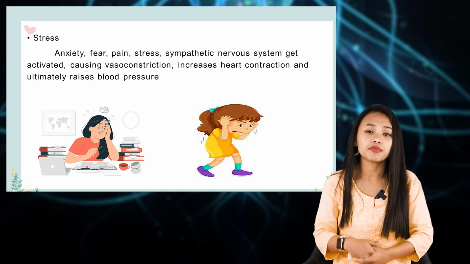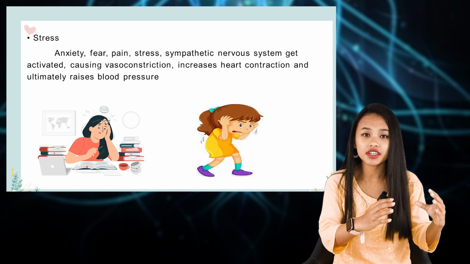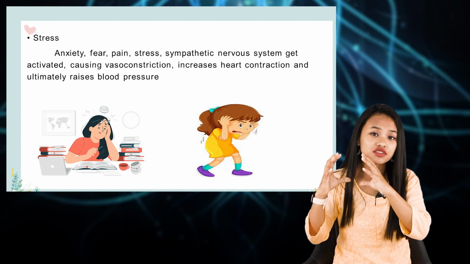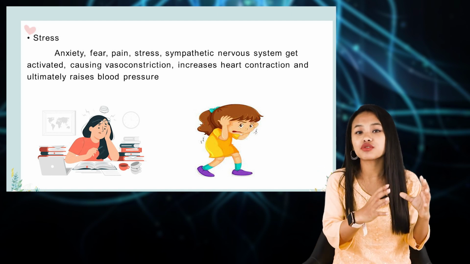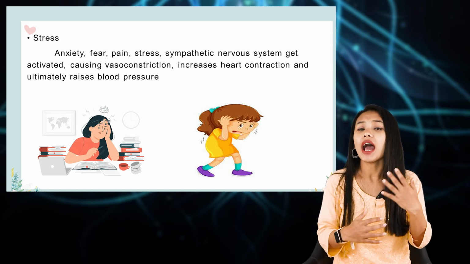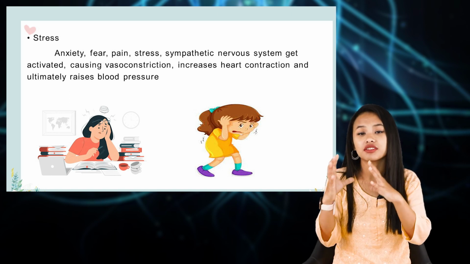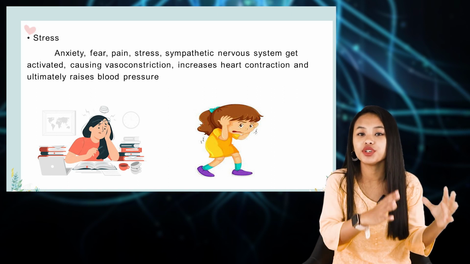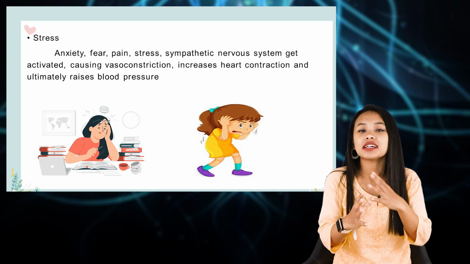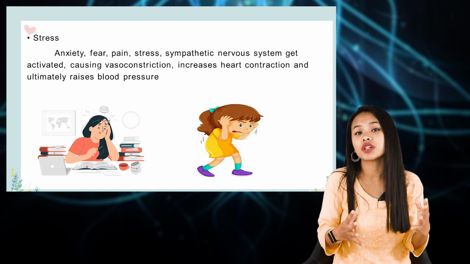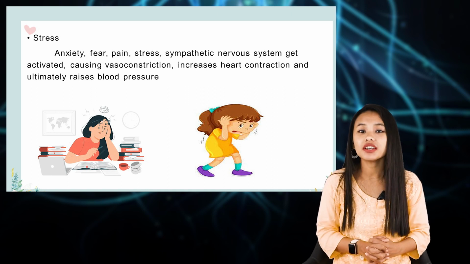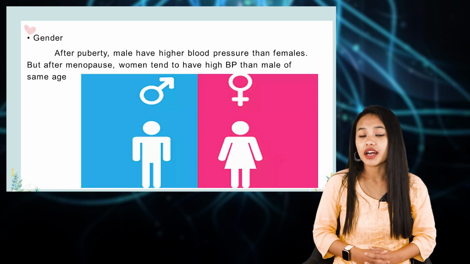So yes, certain emotions such as anxiety, fear, pain, and stress can lead the sympathetic nervous system to get activated. And once the sympathetic nervous system gets activated, it causes vasoconstriction. And when this vasoconstriction occurs, it will lead to an increase in the heart contraction, as well as this increase in the heart contraction would ultimately lead to an increase in the blood pressure of an individual. That's why it is said that certain emotions that an individual is going through can also affect the blood pressure of that particular individual. Then the third one, that is the gender.